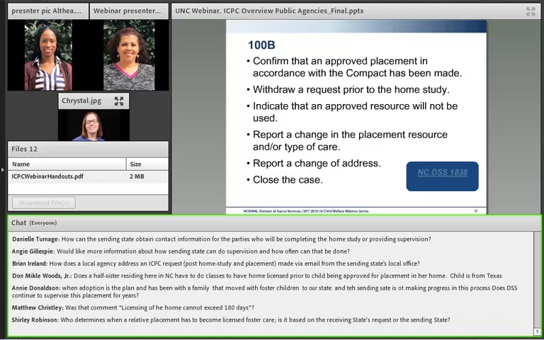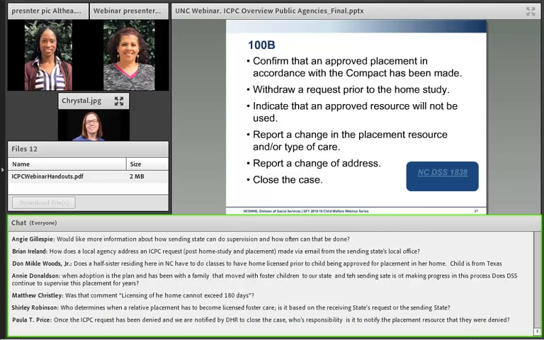Understand the 100B form. We talked about this form before. The 100B confirms that an approved placement is made in accordance with the compact. This is where we send this form to notify the state that the child has been placed and we want supervision to begin. This form also is a withdrawal of a request prior to a home study. It also indicates if an approved resource will not be used. You can also report changes in the placement resource or changes in the type of care, changes in address, and we also use the 100B to close a case.